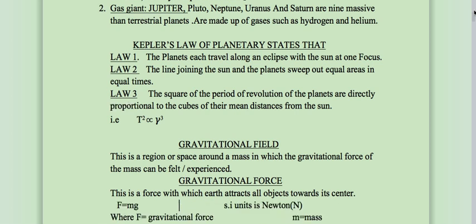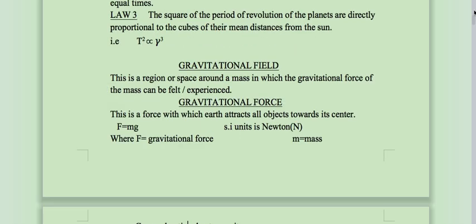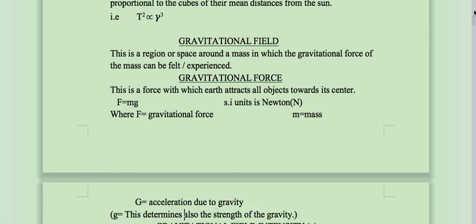Gravitational force. This is a force with which a body attracts all objects towards its center. That is, F is equal to mass times acceleration due to gravity. The SI unit of gravitational force is what? Newton.